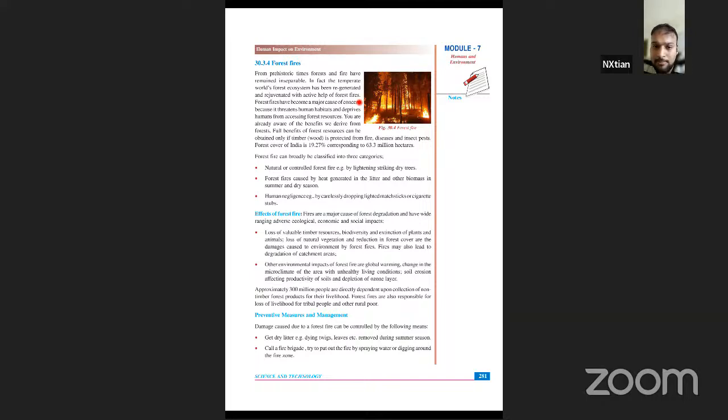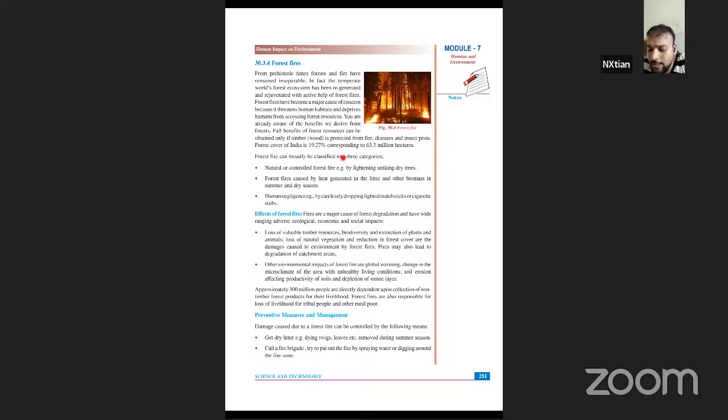The shedding of leaves means they shed their leaves at the time of autumn, and the leaves become very dry. Now sometimes, if sunlight is coming onto the dry leaves, because of heat or something, the leaf catches fire, and when the leaf catches fire, the trees catch fire. So like this, the forest fire happens.